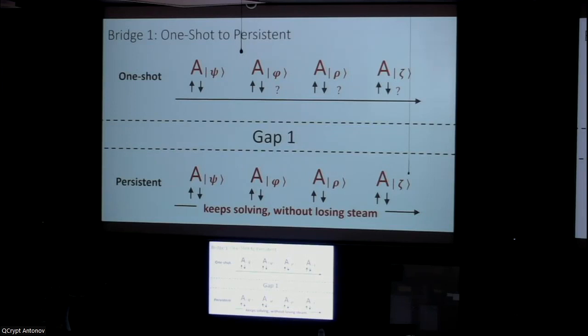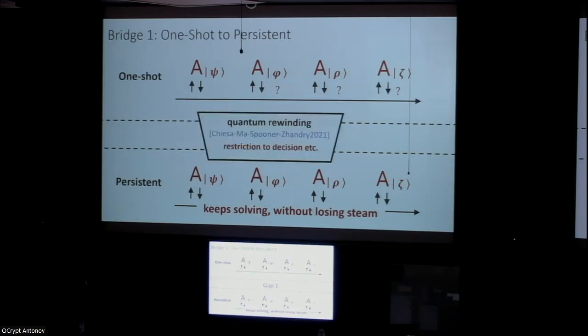So the first question, how do we do that? This is a beautiful, beautiful idea. I can happily say a genius idea. It's not ours. This idea is due to the CMSZ paper on the post-quantum security of the Kilian protocol that I mentioned, by Chiesa, Ma, Spooner, and Zhandry.